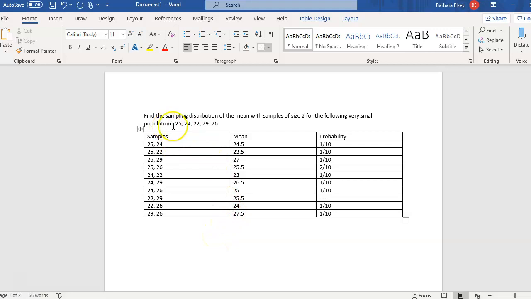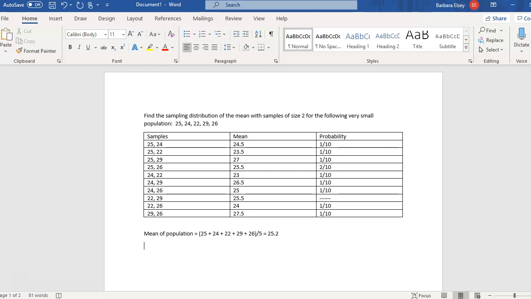First of all, since my population is so small up here, we could easily find the mean of our population. The mean of our population, if we add up all 5 numbers, and then divide, of course, by 5, we will get 25.2.